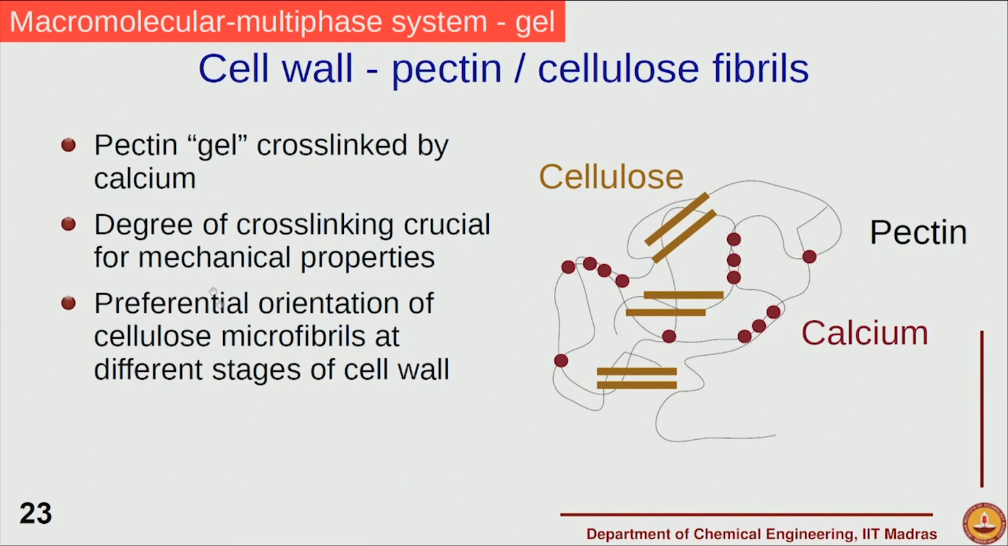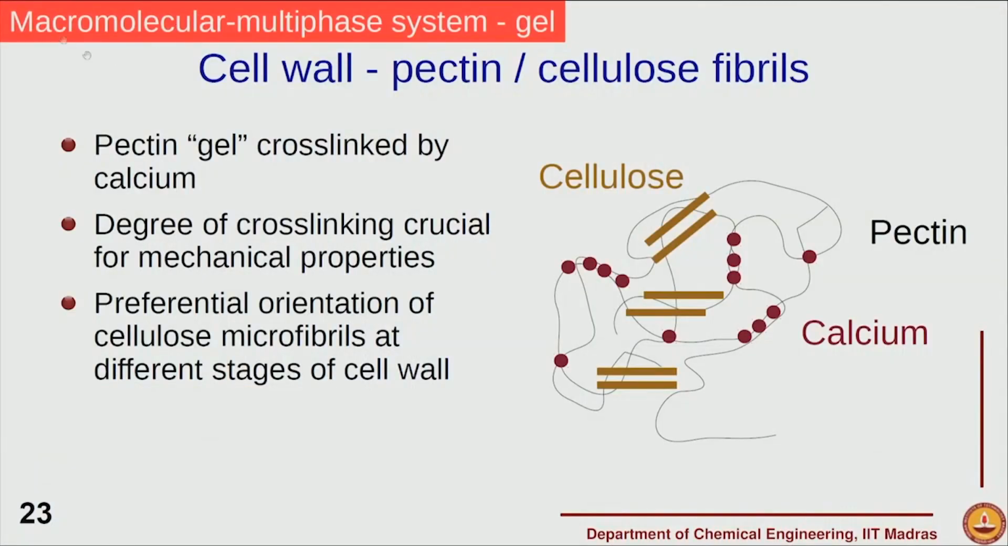And what is important again is preferential orientation of cellulose microfibrils. So, for example, if a plant cell wall needs to be stronger in one particular direction, then the cellulose microfibrils will all be oriented in that particular direction. So, what we have seen so far are examples of macromolecular multiphase systems, which are fairly complicated, because we have to incorporate mechanisms of both macromolecule and multiphases. And of course, in all the systems we saw, rheology is extremely important, because the material behavior under deformation is a key concern either for processing of the material or for its performance.